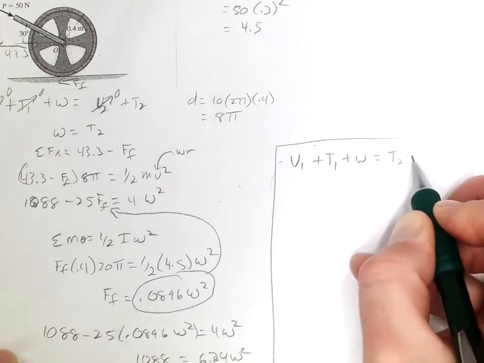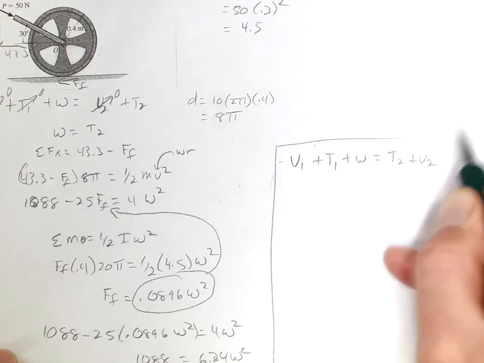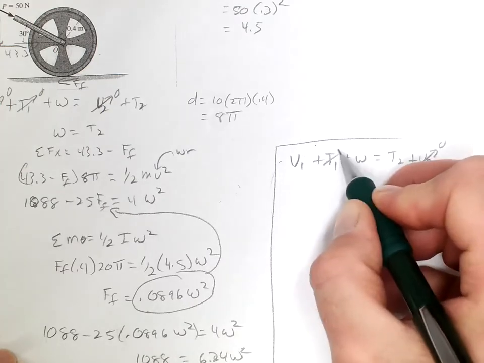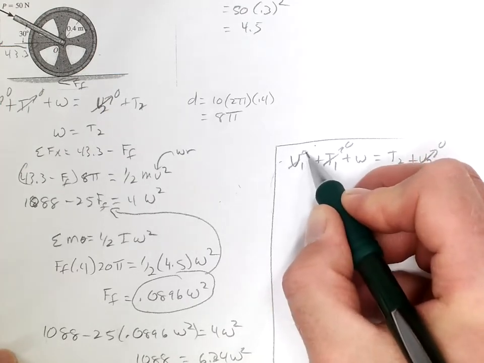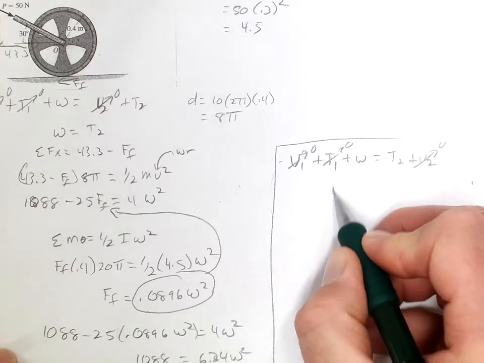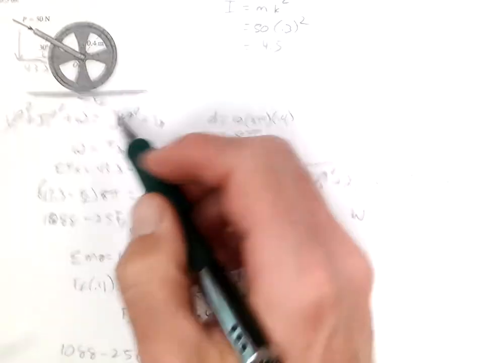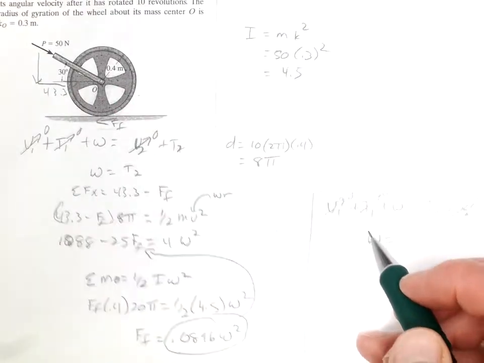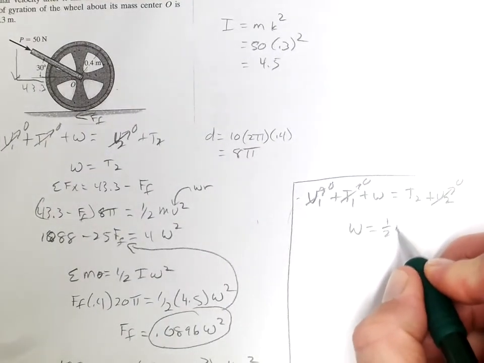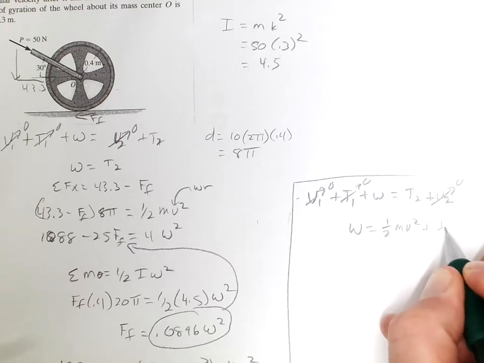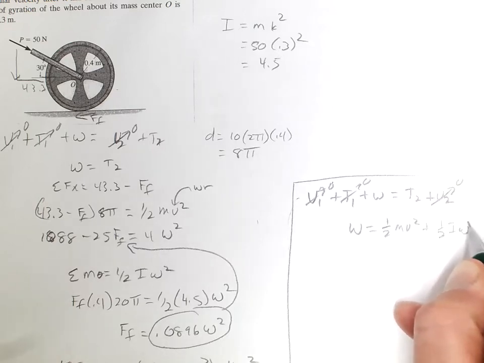The other way to solve this is again using V1 plus T1 plus work equals T2 plus V2. And that's 0, and that's 0, and that's 0. And the work is equal to, and this time we're going to count the rotation in with this. So we're going to do 1/2 mv squared plus 1/2 I omega squared.